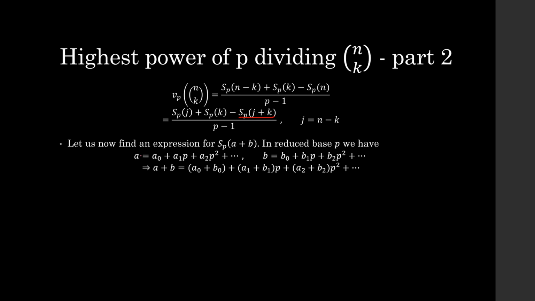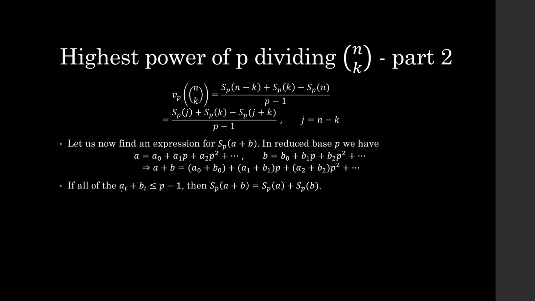In reduced base p, we've got a equals a0 plus a1 p plus a2 p squared and so on, and b equals b0 plus b1 p plus b2 p squared and so on. We've got these in reduced base p, so these are all smaller than or equal to p minus 1, and the same for these. Now if I add them, I've got a plus b equals a0 plus b0, which I get by adding this a0 and this b0, plus a1 plus b1 times p, and so on for the next one. I've just carried out the addition, simple and easy.